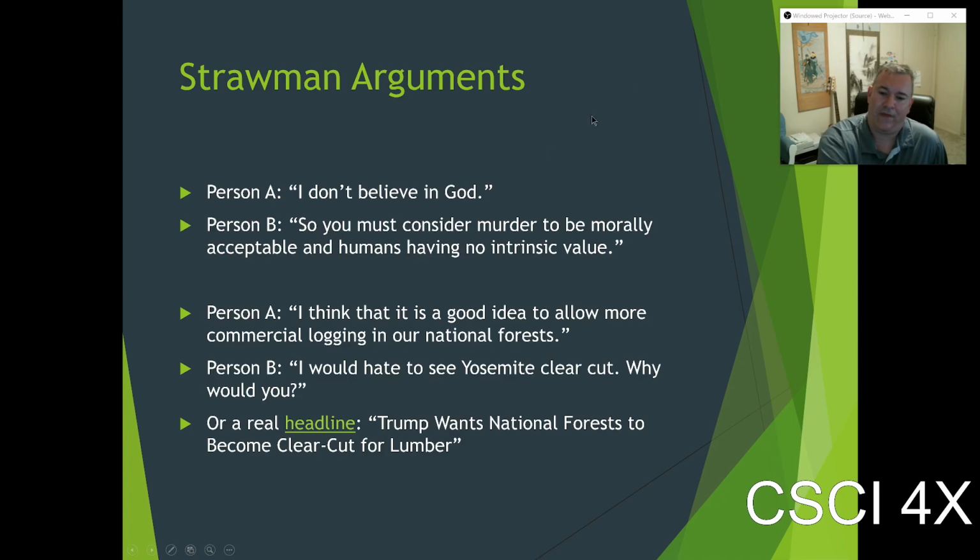Okay, I think that it is a good idea to allow more commercial logging in our national forests. I would hate to see Yosemite clear-cut. Why would you? Right? And this is actually a real headline: Trump wants national forests to become clear-cut for lumber. Trump proposed more logging in various, I think it might have been Bureau of Land Management lands or something like that. And somehow that headline became clear-cutting Yosemite and clear-cutting Yellowstone and things like that, which is absolutely preposterous, and a straw man, right?